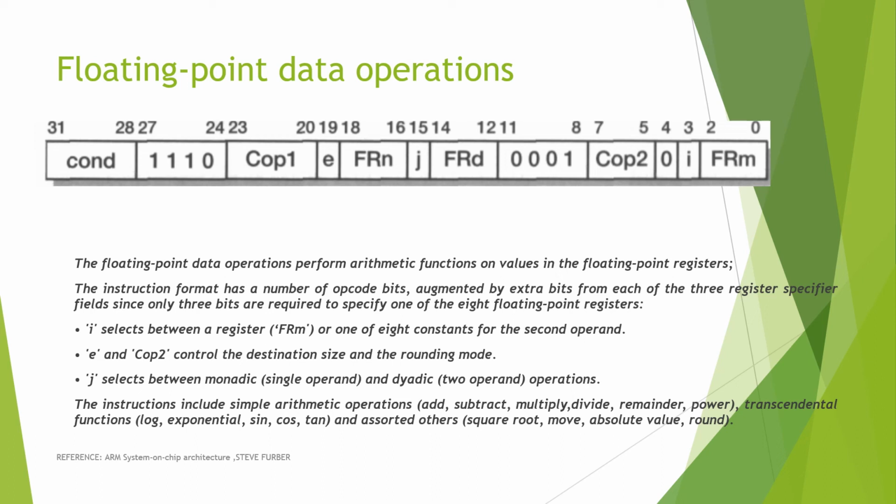പിന്നെ J that selects between single operand വേണോ double operand വേണോ, those kind of instructions that are chosen by or represented by J. Any instructions എന്ന് പറയുന്നത് that can be simple arithmetic operations like addition, subtraction, multiply, division, remainder, power ഇങ്ങനെയുള്ള കാര്യങ്ങളാവാം, or else it can be transcendental functions like logarithmic, exponential, sine, cos, tan, all those things, or even assorted functions like square root, move, absolute value, rounding off, or things like that, etc. So these are about the floating point data operations.